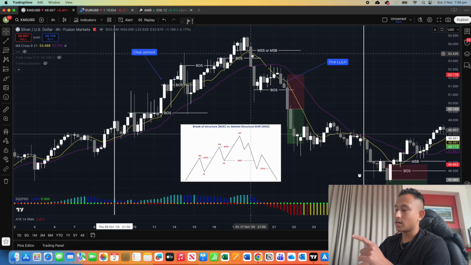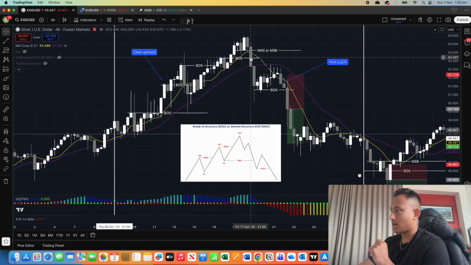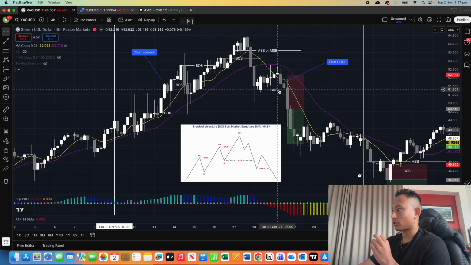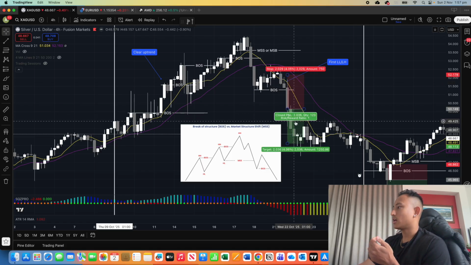You don't trade the market structure break initially. You wait for price to come down, for it to form its first lower low and lower high. So to consolidate a bit, mark your break of structure level. Then on the first break of structure, you take the trade. So you enter at the close of the 4-hour candle.